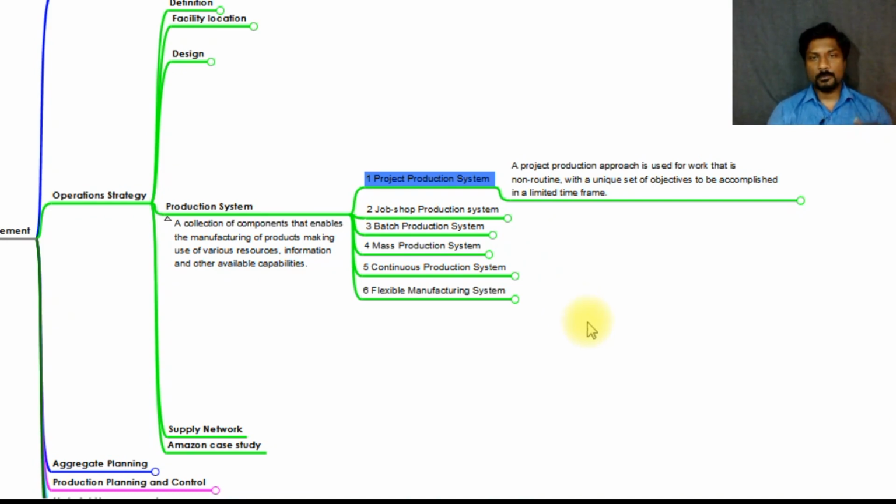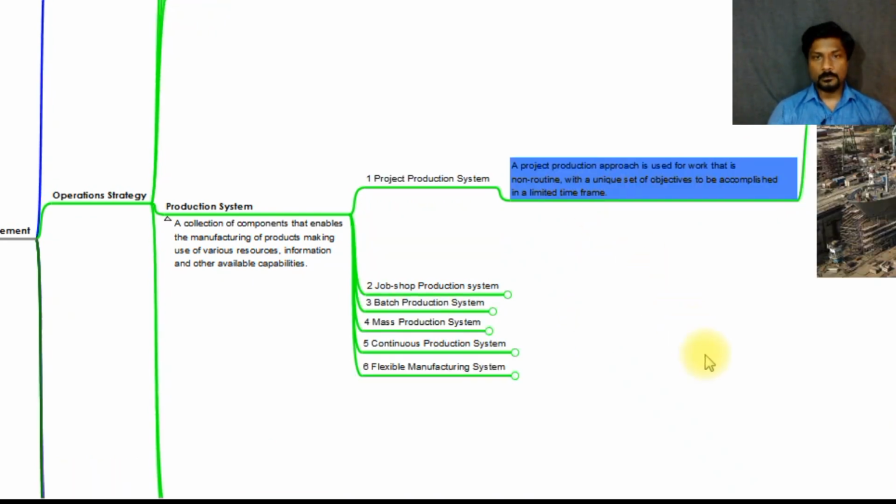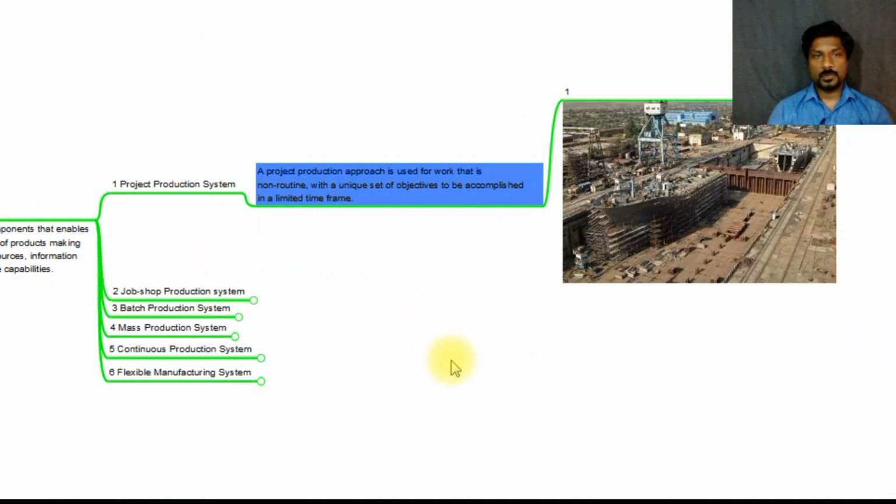What are some examples of this? Ship manufacturing is an example of this. Big aeroplane manufacturing is an example. Rocket manufacturing is an example. You can remember a project production system using the example of ship manufacturing, where all the resources for that particular manufacturing come to one place, and it is manufactured there, then it is moved out of that particular place of production for its operations. So this is an example of a project production system.